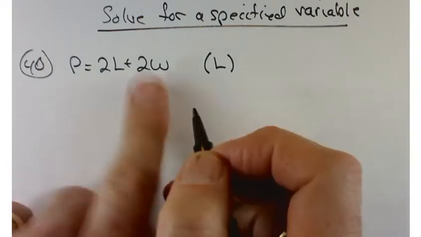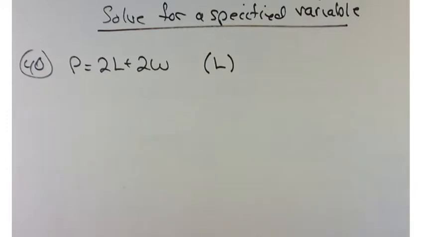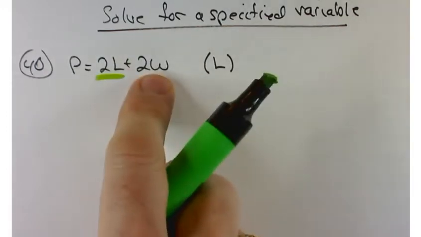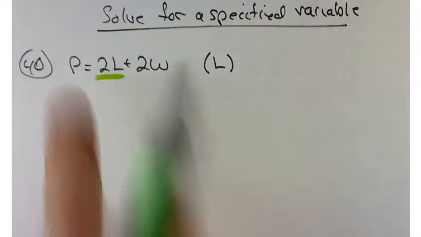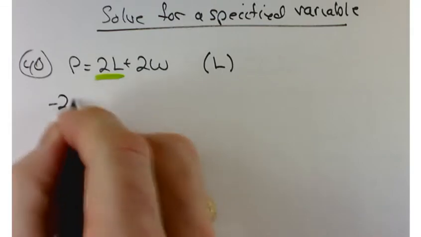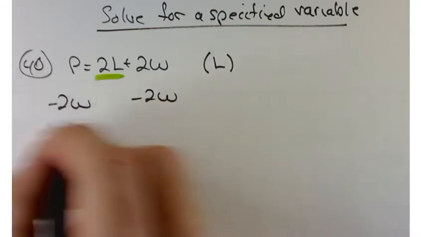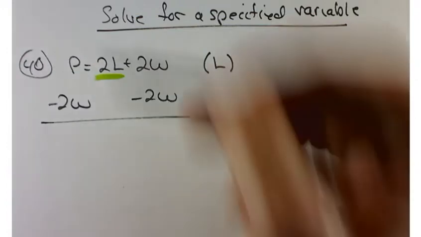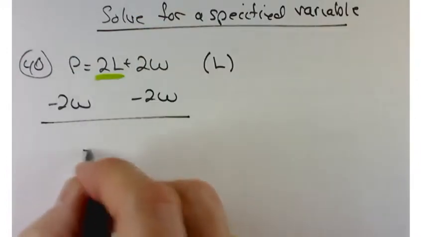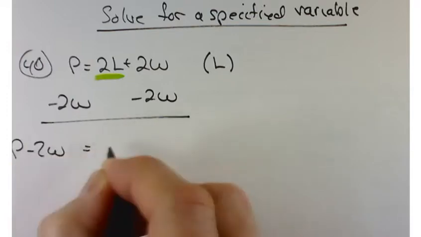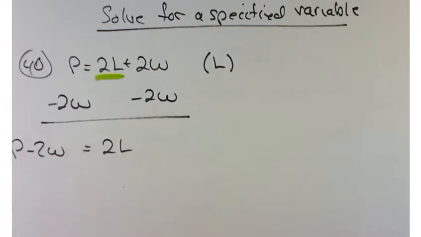What we're going to do instead, since we want to get L by itself, the easy thing to do first is to move the 2W to the other side. And I can do that by subtracting. So minus 2W on both sides. So Zach, what equation would that give me if I subtracted 2W from both sides? Perfect. P minus 2W equals 2L.